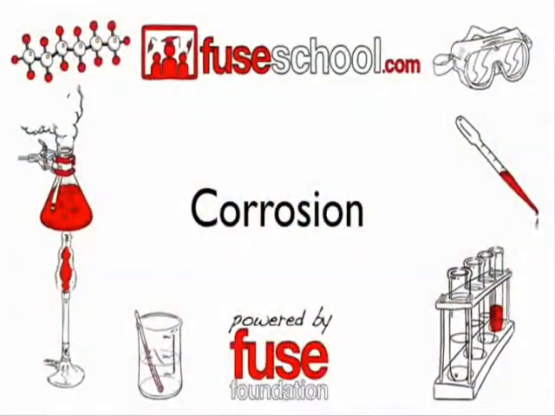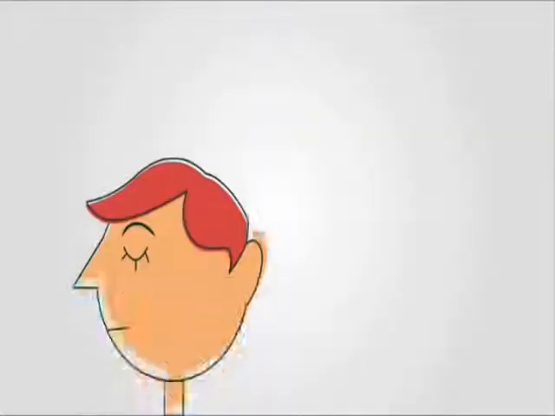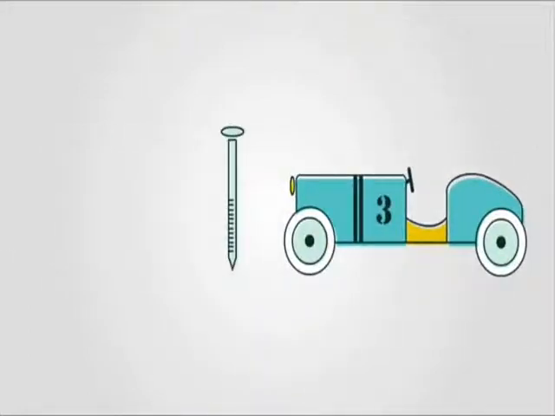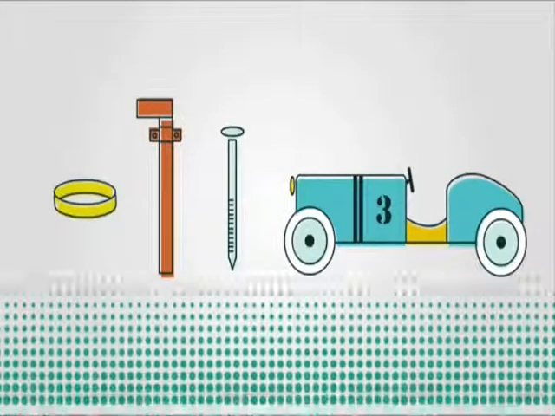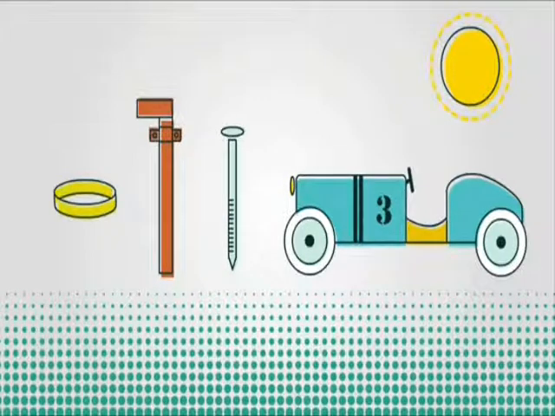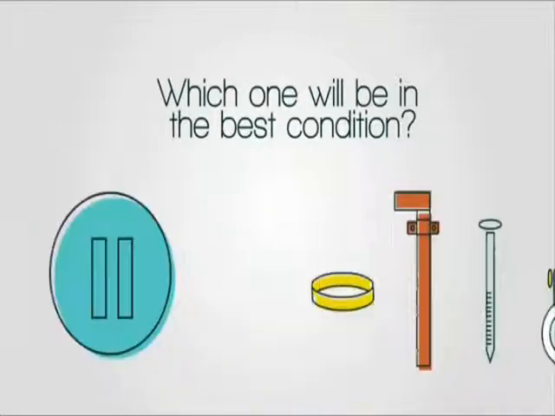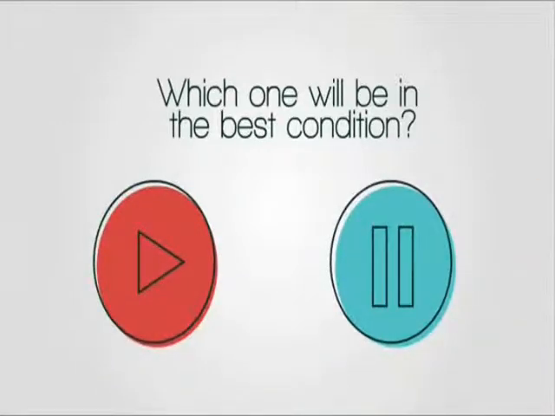In this video, we are going to learn about corrosion. Imagine 4 objects: an aluminium toy, an iron nail, a copper pipe, and a gold ring are left out in the open for many years. Which of the 4 materials do you think will be in the best condition when they are rediscovered? Pause, think, and continue when ready.